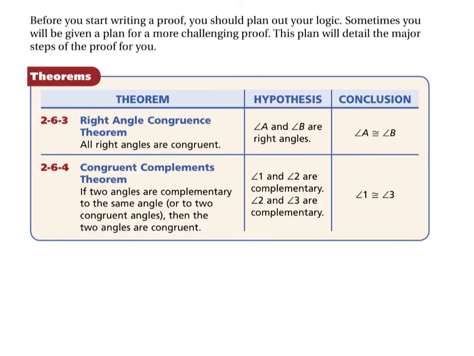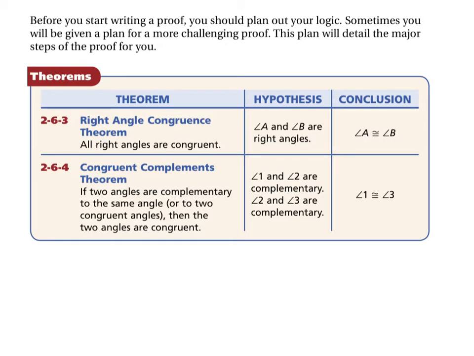Now, the next thing we're going to cover is how you plan out your proof. Before you start writing a proof, you should plan out your logic. Sometimes you will be given a plan for a more challenging proof. This plan will detail the major steps of the proof for you. So here are two more theorems to add to your bank of reasons. Right angle congruence theorem. It says that all right angles are congruent.